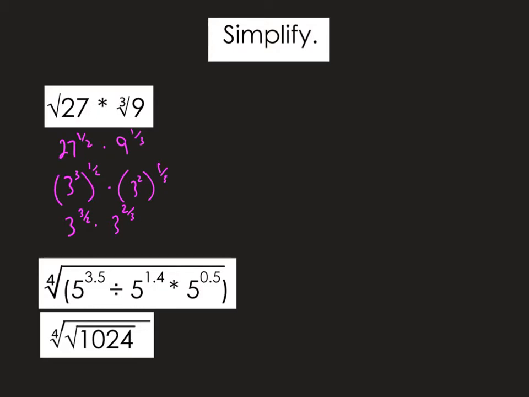That's going to be 3 to the 3/2 plus 2/3. Can't add that, so we need them both to be over 6. It's going to be 9/6 plus 4/6, which gives us 3 to the 13/6, and we leave that as an exact answer.